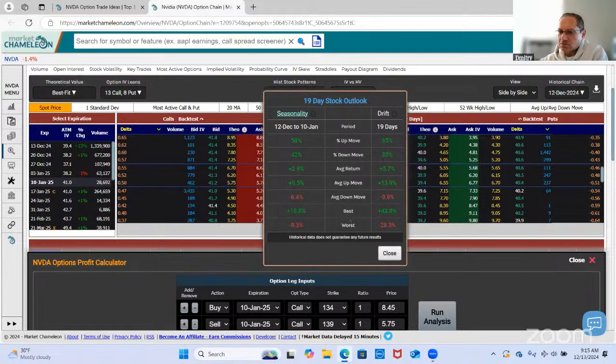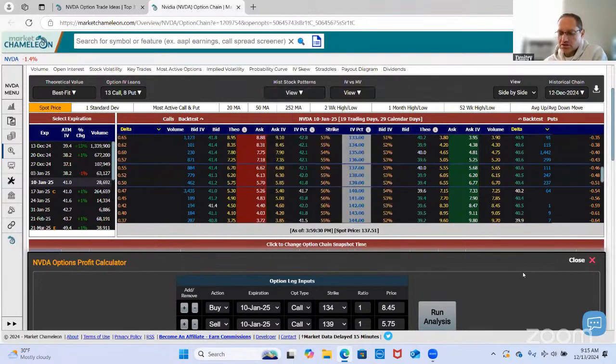So it's pretty volatile. But with the call spread, at least we are limiting our downside, right? So it's whatever you paid for that spread. So let's close this, and that just gives us a little bit more information that yes, Nvidia tended to have a positive drift historically.